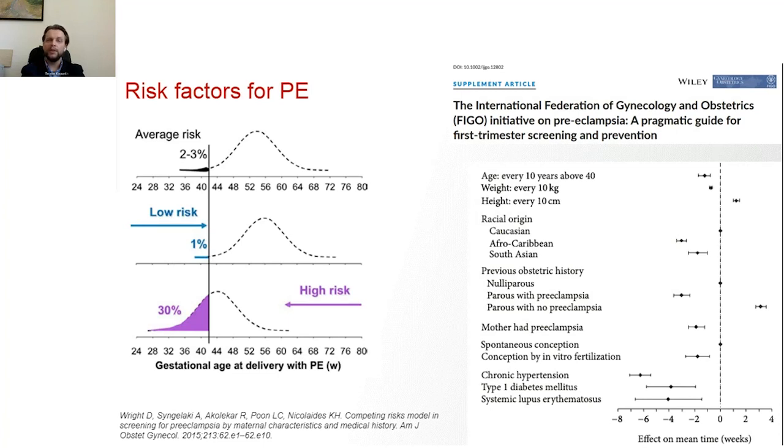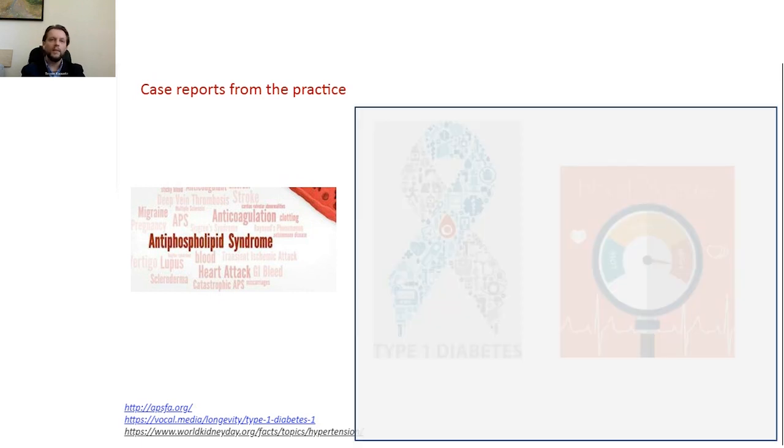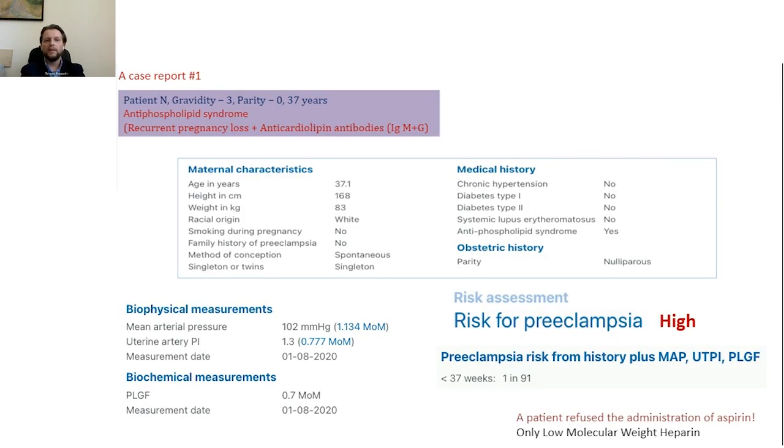I would like to present three case reports from my own practice of patient management with pre-gestational comorbid complications, such as antiphospholipid syndrome, type 1 diabetes mellitus, and chronic hypertension. So case number one is antiphospholipid syndrome.